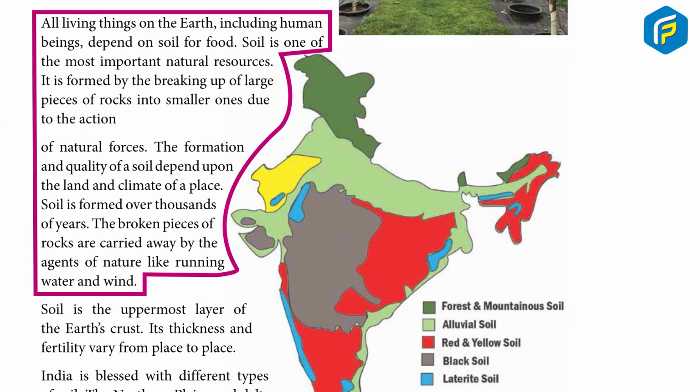All living things on the earth, including humans, depend on soil for food. Soil is one of the most important natural resources. It is formed by the breaking up of large pieces of rocks into smaller ones due to the action of natural forces. The formation and quality of a soil depend upon the land and climate of a place. Soil is formed over thousands of years. The broken pieces of rocks are carried away by the agents of nature like running water and wind.